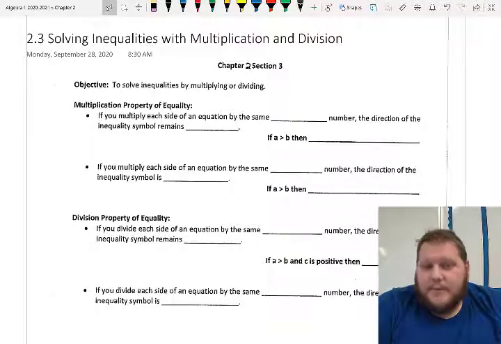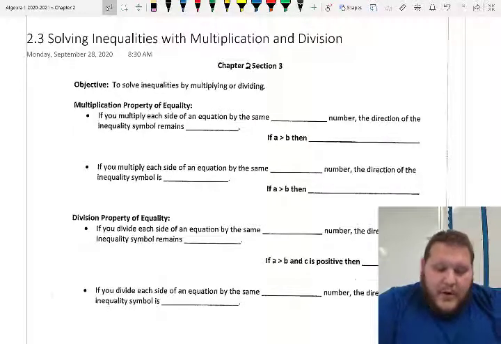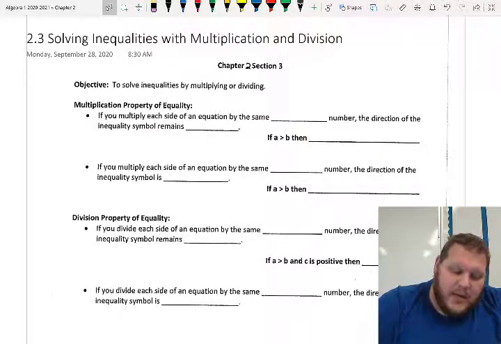number is negative. So we're going to look at these two definitions first for our multiplication property of equality and our division property of equality, and just look at what happens when I have positive numbers and what happens when I have negative numbers. So starting with this very first one, if we multiply each side of my equation by the same, we're going to start with positive numbers.